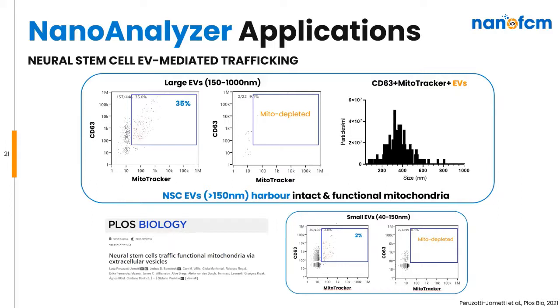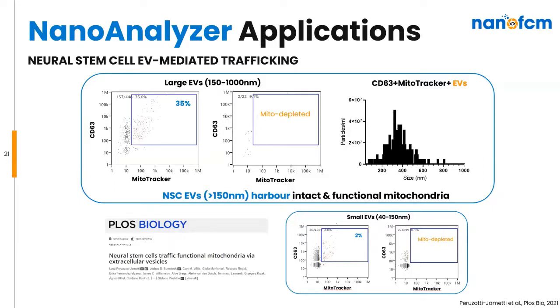So here, dual staining was used to identify whether these EVs actually harbored mitochondria. CD63 was used as a general EV marker, and MitoTracker red was used to label any mitochondria present. So the authors found that among the total EV population, around 35% of EVs sized between 150 to 800 nanometers were positive for MitoTracker red, whilst only a small percentage of the smaller EVs sized between 40 and 150 nanometers were positive for this MitoTracker red.